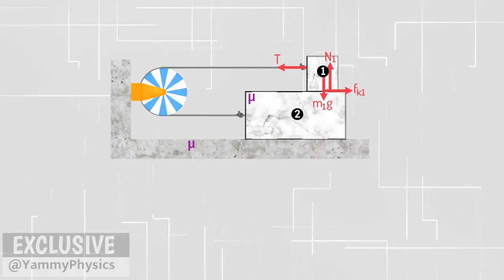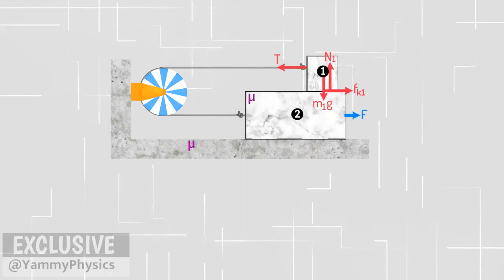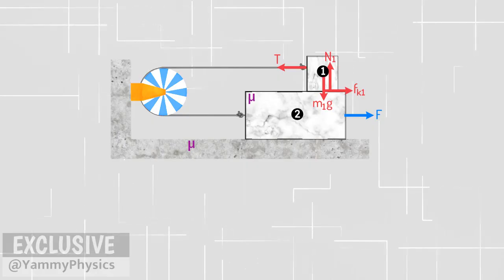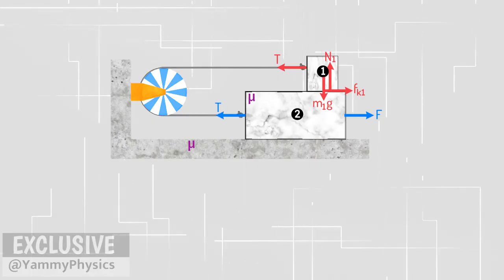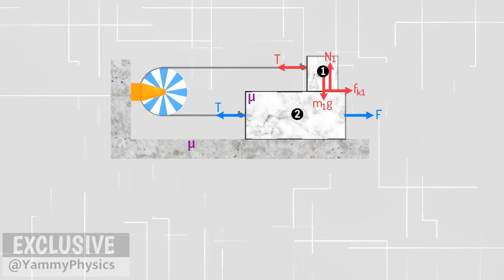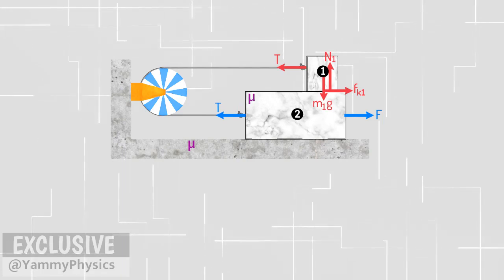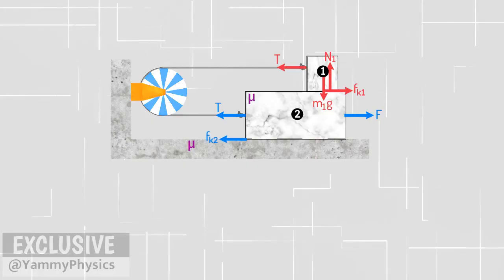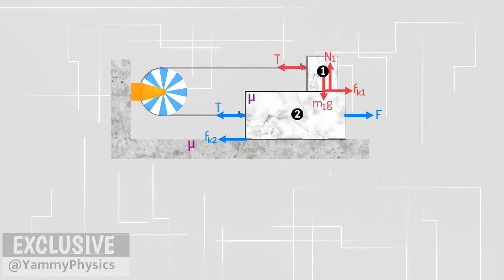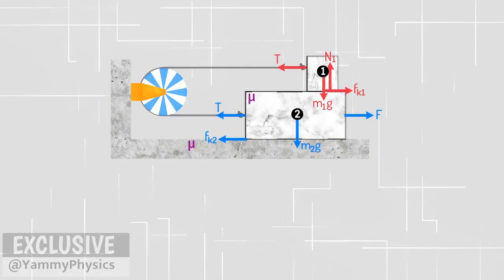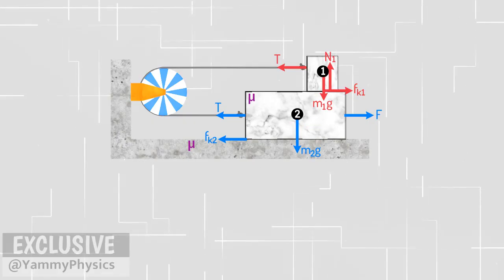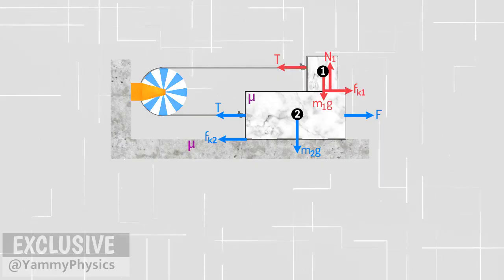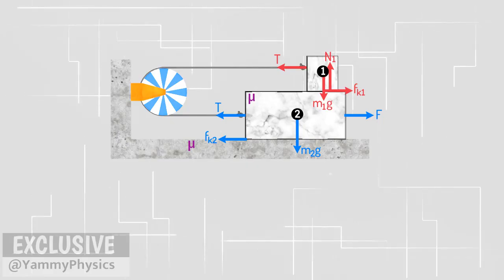For the lower block, we do not know the magnitude of the external force. The force is F. Block 2 is also connected to the rope. There is also a rope tension force T. For the surface of the block and the surface of the floor, there is a friction force Fk2 to the left. The magnitude of the gravitational force acting on the lower block is m2g. Is this the only force acting on block 2? Look again more carefully.